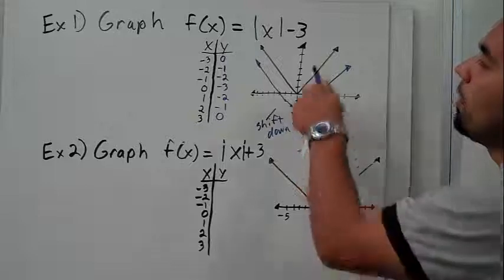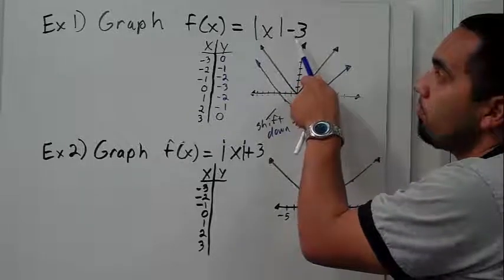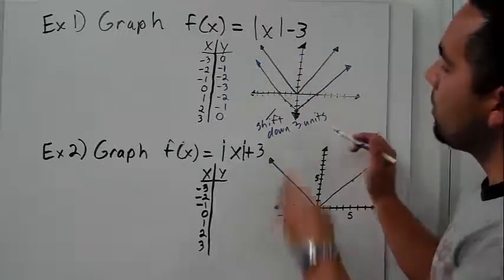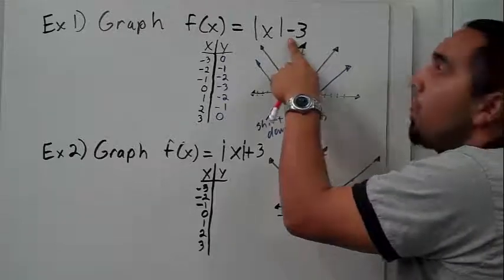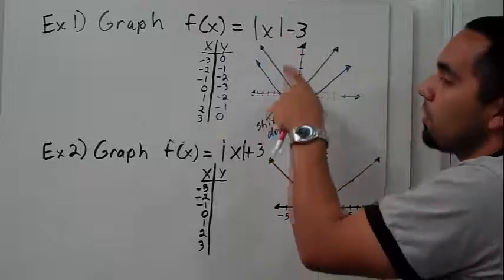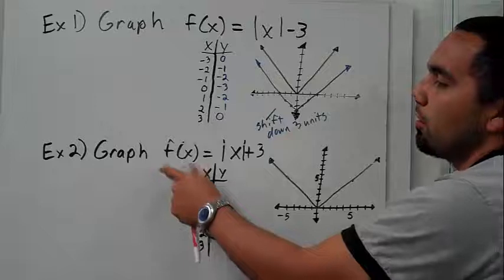Okay? So whenever you have an addition or a subtraction outside of the absolute value, what ends up happening is we shift up or down. And all that determines whether you shift up or down is whether it's positive or negative. So in this case, since it was negative, we shifted the graph down 3 units. Okay? So now let's take a look at this other function.